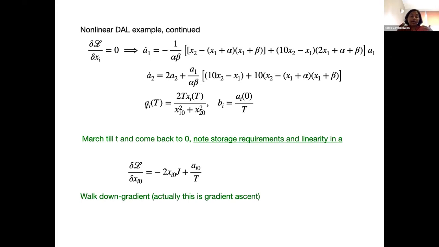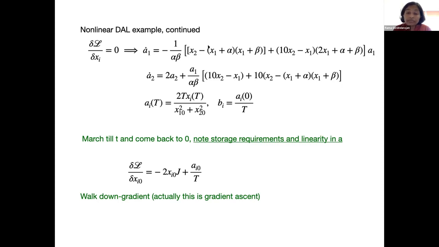Adjoints are only well defined in negative time for the Navier-Stokes and all those physical systems. So I start at capital T. I know what its value is because I've solved for x till capital T. Then I march these backwards in time till time equal to zero. Two things to note here.